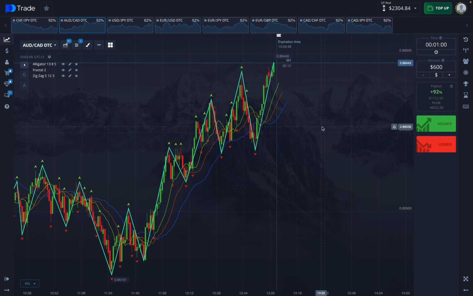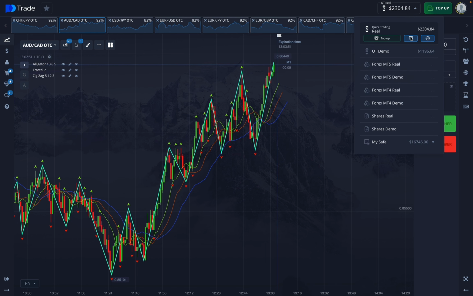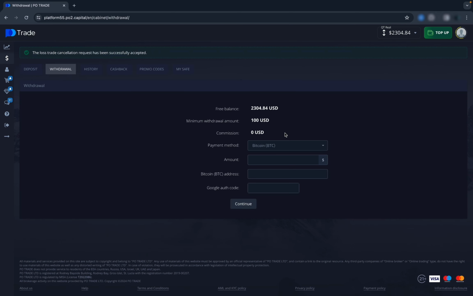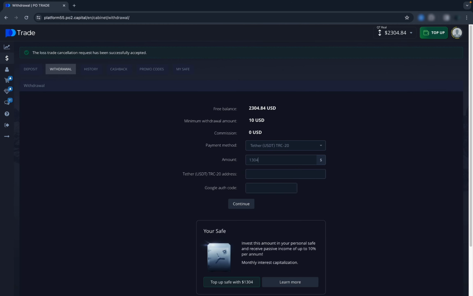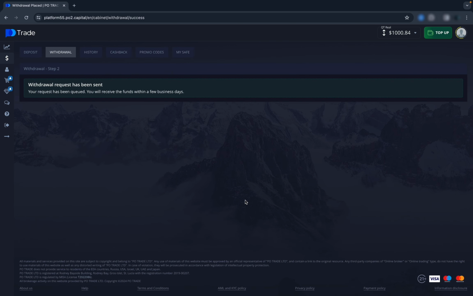Let's move on to the conclusion. Choose a wallet for the amount of our profit today, which is $1,304. Operation on the withdrawal is successfully performed today.